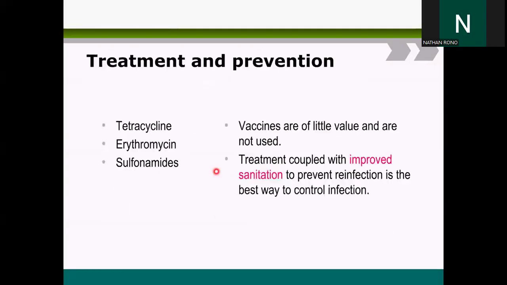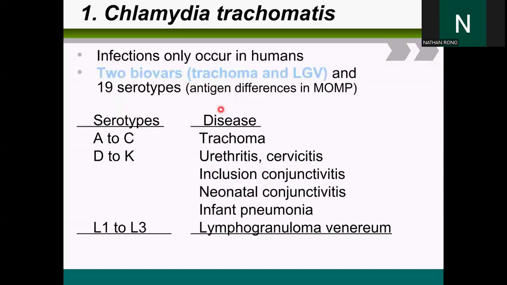Okay. So before we mention the treatment, I'm going to come back here. Here are the serotypes that I was talking about. So we have A to C. So this is A, B, and C. D to K. Then serotype L1, L2, and L3. Now this is very easy. A to C, how I used to remember it is ABC: Africa, blindness, chronic infection.